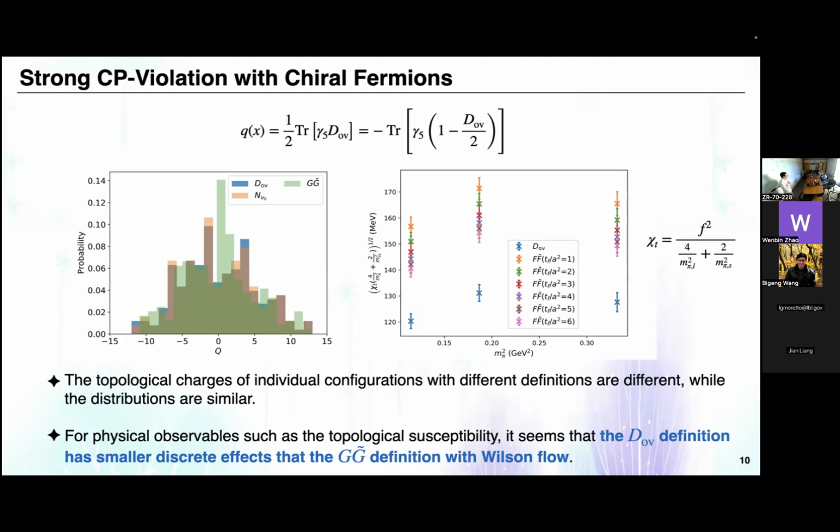And there's no need for any smearing on the side of the overlap operator? No need. Yeah. Very nice.